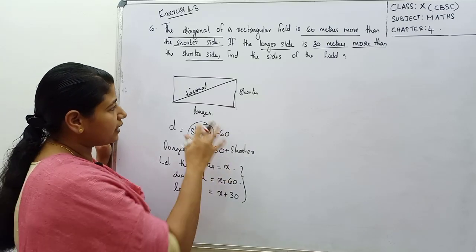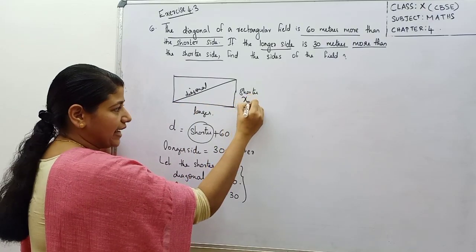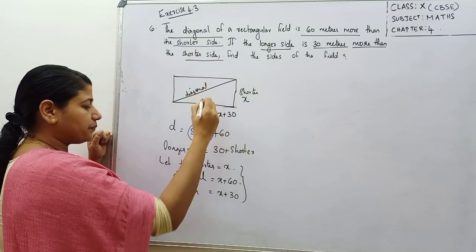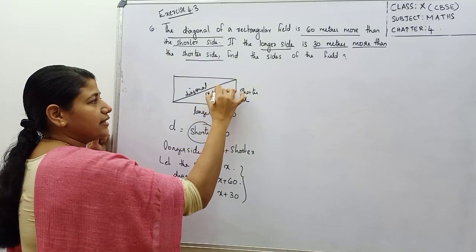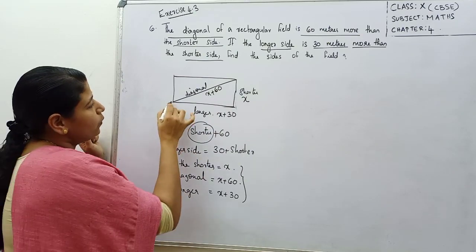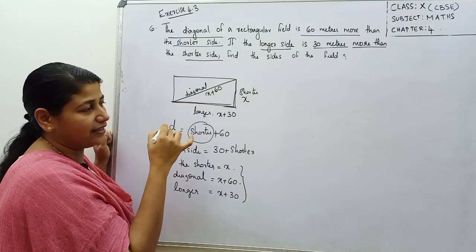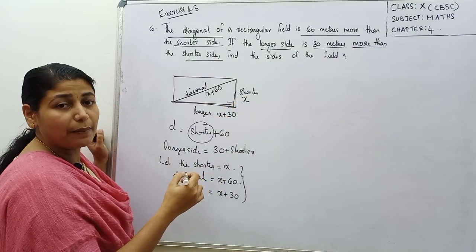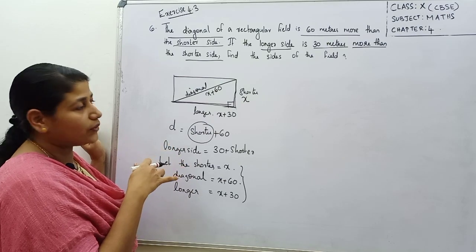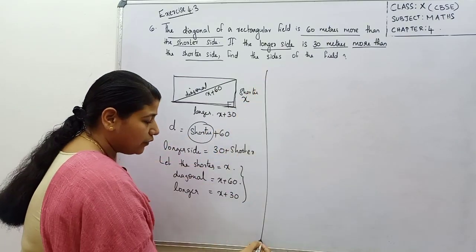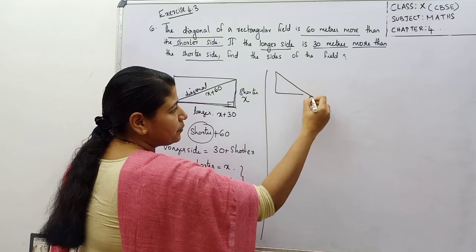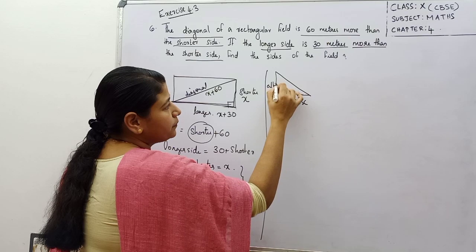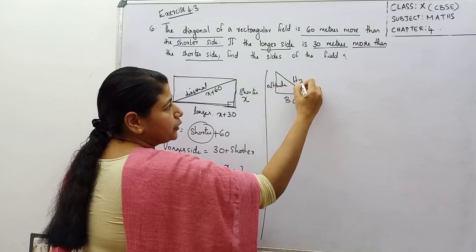So I am going to write all this here. Shorter side is x, longer side is x plus 30, and the diagonal is x plus 60. So what is this shape? Sorry, this is a triangle, and it is a right angle triangle. So we can use the Pythagoras theorem for this right triangle. If you have a right angle triangle like this, with a base, an altitude, and the hypotenuse.